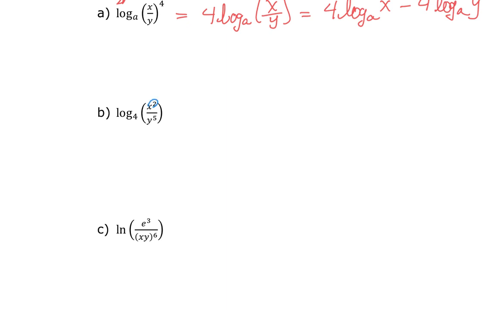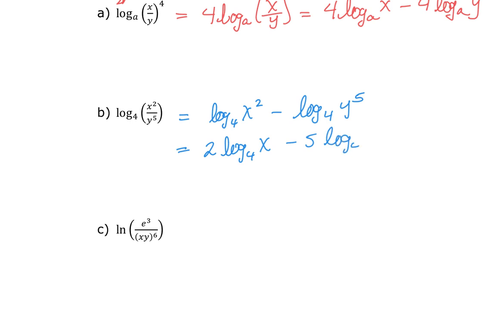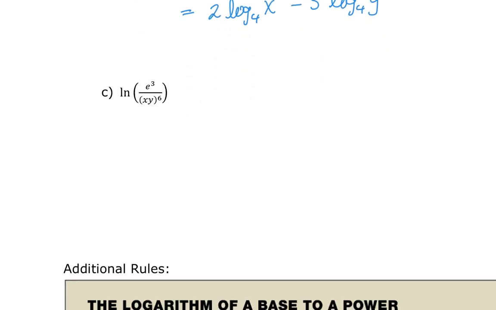Now this exponent is only on the x and this exponent is only on the y. So when I expand this out, it is going to be the log base 4 of x squared minus the log base 4 of y to the 5th, which becomes 2 times the log base 4 of x minus 5 times the log base 4 of y. Similarly, I'm going to pay attention to where I see these exponents and who "owns" those exponents, where do they belong?